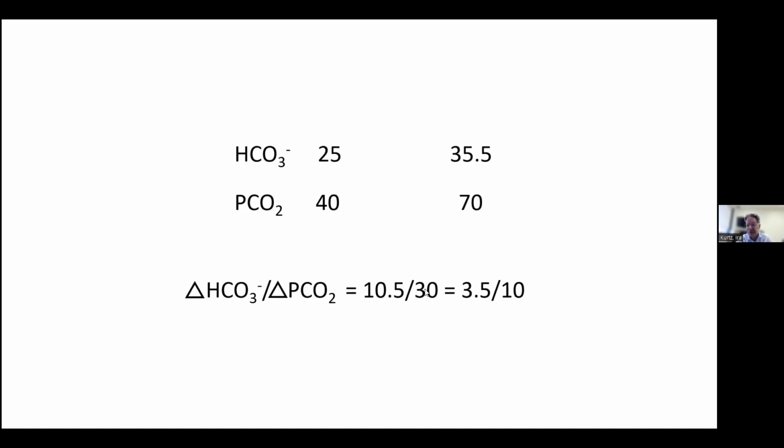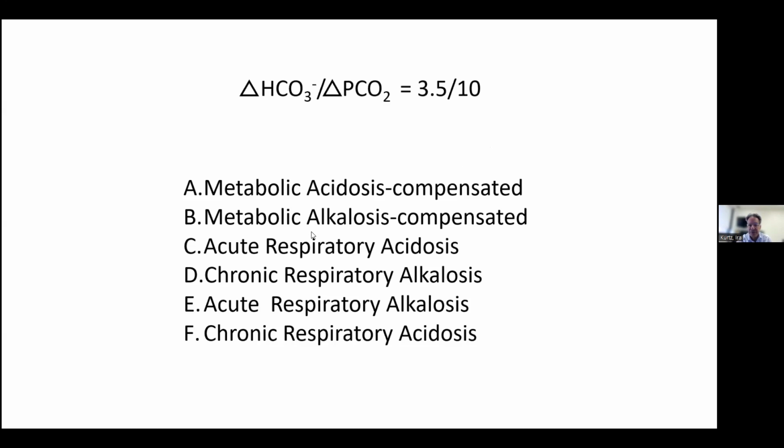And obviously, if the PCO2 had changed by 20, the bicarb would have changed by 7. So it's linear in that sense, but we simplify it down to the PCO2 changing by 10. So then the question becomes, what acid-base disorder has this ratio? So again, if you could enter your answers in the poll.